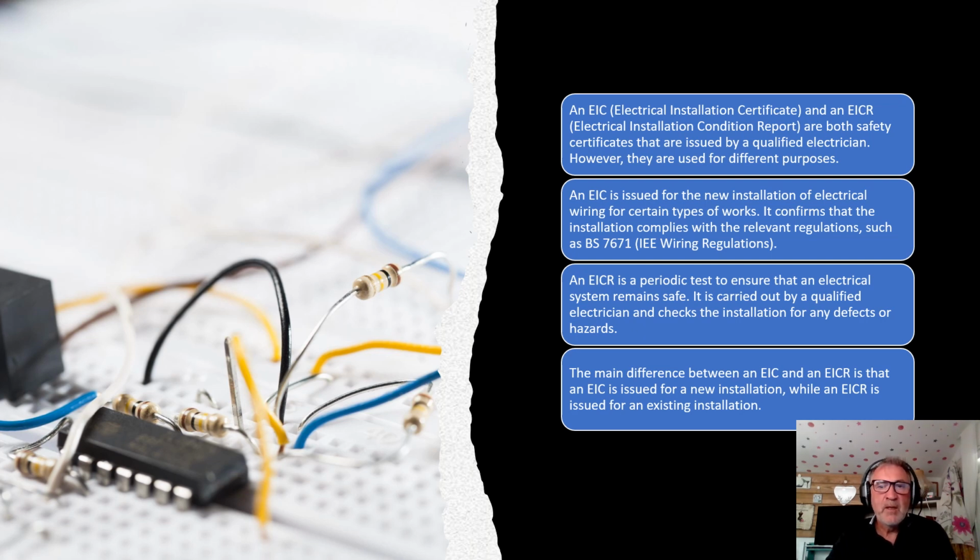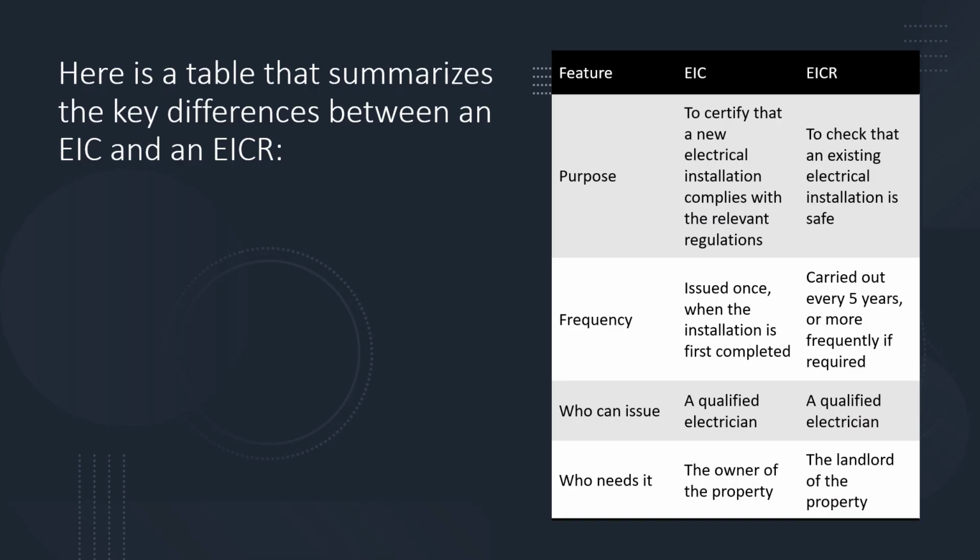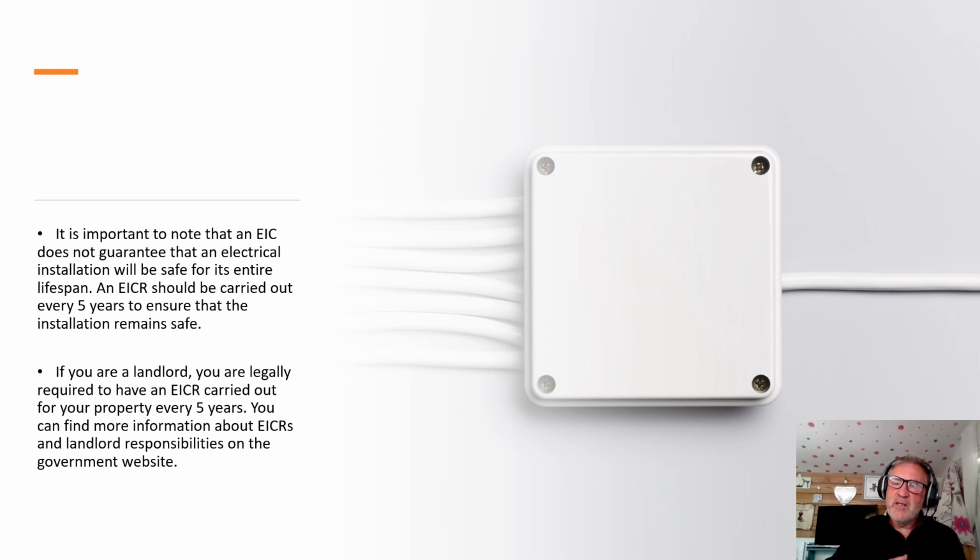So, the main difference between an EIC and an EICR is that the EIC is issued for a new installation, while a condition report is issued for an existing installation, and they shouldn't be confused. So we talked about these different types of certificates that are issued for electrical circuits.